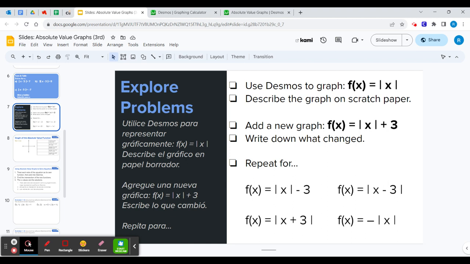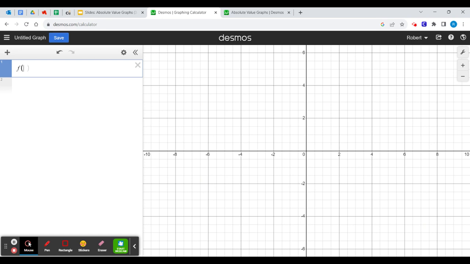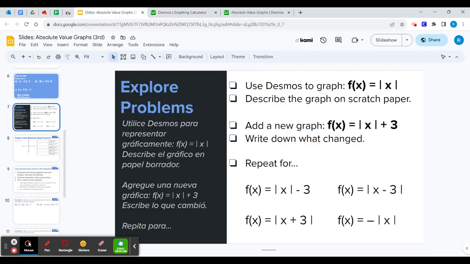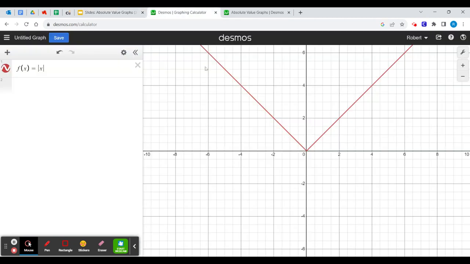We're going to use Desmos to graph f of x equals the absolute value of x. So if I go over to Desmos, we go f of x equals the absolute value of x. And we should be able to make some observations about this and jot those down. So describe the graph on some scratch paper. If I were thinking about it, I'd say, hey, these lines are both really straight. And notice how they bounce back at 0. They're reflected there.